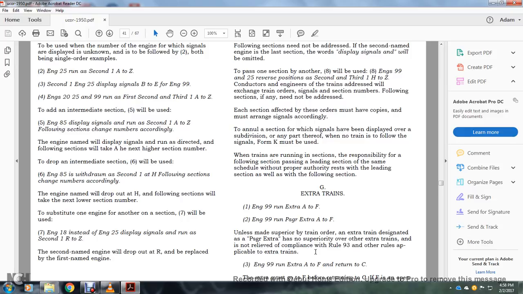Engine 85 will drop out of second one from the A at H. Following the section, changing the number accordingly. The engine will be named and drop out of the H, and the following section will take the next lower section number. To substitute one engine for another.